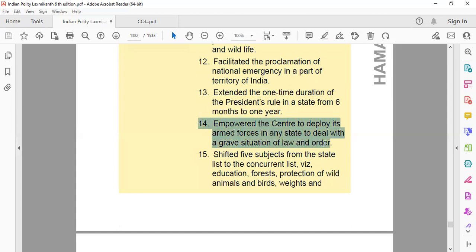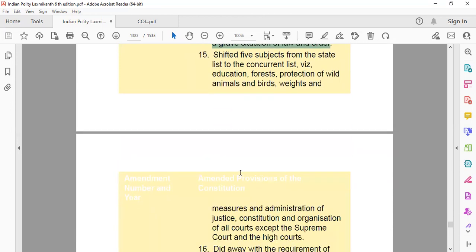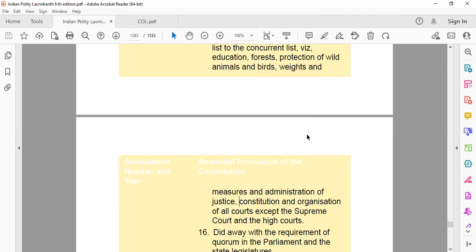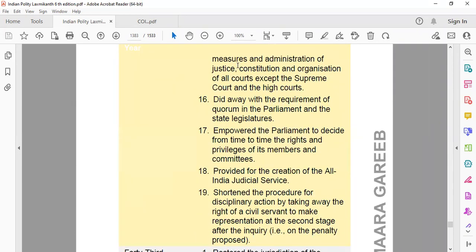Empowered the center to deploy its armed forces in any state to deal with a grave situation of law and order. Shifted 5 subjects from the state list to the concurrent list, which are education, forest, protection of wildlife, animals and birds, weights and measures, and administration of justice, constitution and organization of all courts except the Supreme Court and High Court.